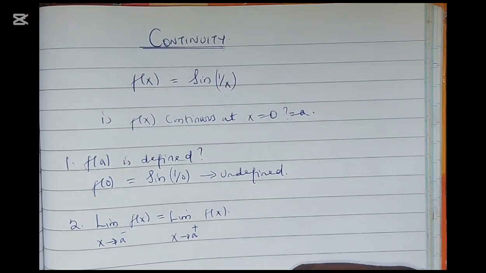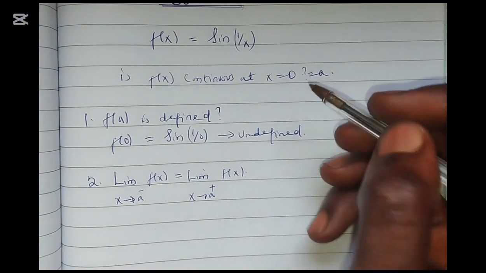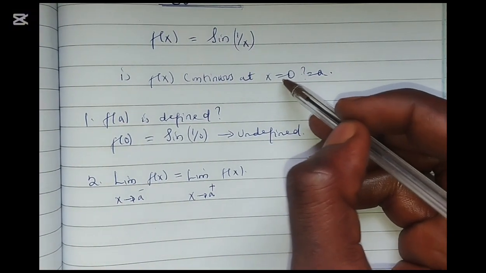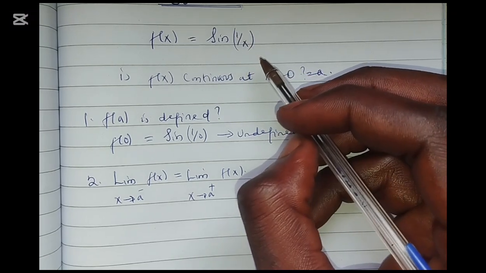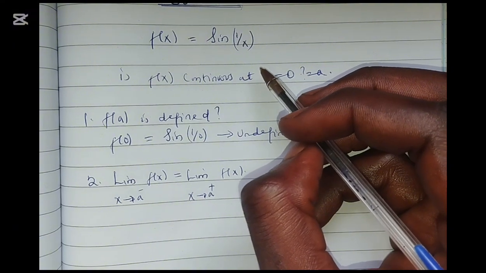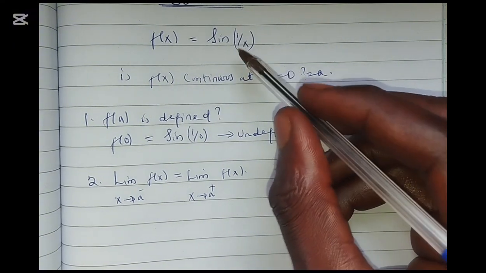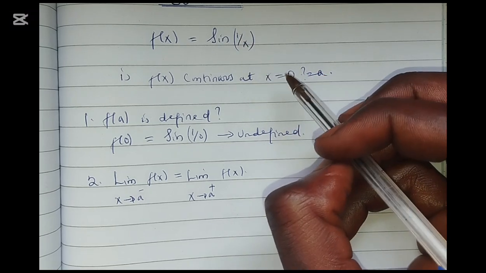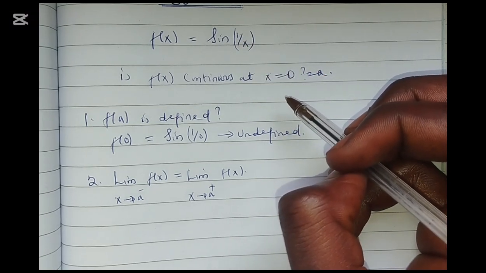Now let us check the limit from both sides. You notice that as x approaches 0 here, this approaches negative infinity and positive infinity. You ask me how? Yes, I will say that again. As x approaches 0, this 1 over x approaches infinity and negative infinity.